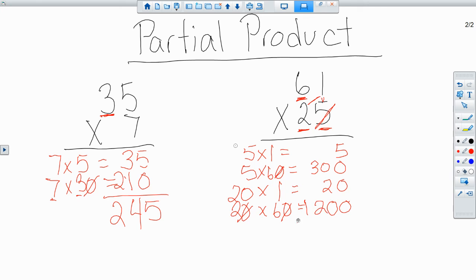So the last thing I have to do is add them up. 5 plus 0 plus 0 plus 0 is 5. 0 plus 2 plus 0 is 2. 3 plus 2 is 5. And nothing plus 1 is 1. So my answer is 1,525.